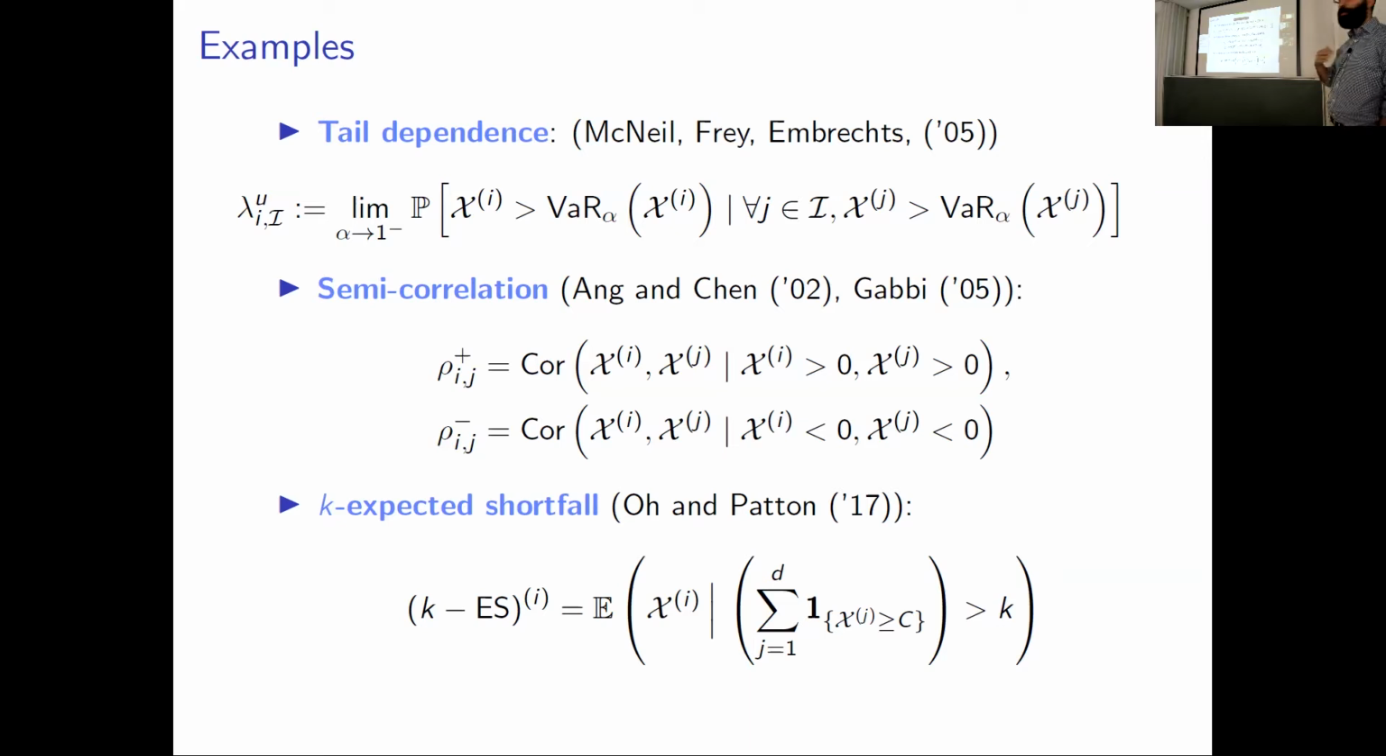Imagine this. You have 1,000 assets, you look at k equal to 100, and you want to know what is the expected loss of one of your assets when at least 100 of them, you don't know which ones, had losses larger than 5% or 1% or something like this. That's the kind of measure that I'll focus on today.